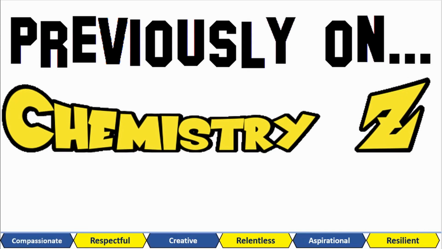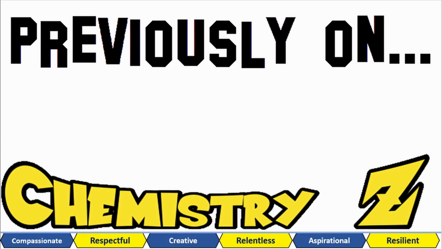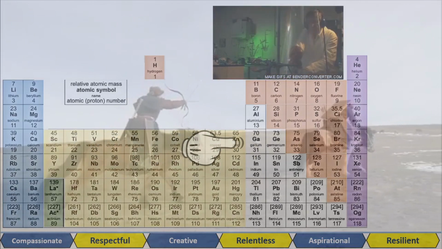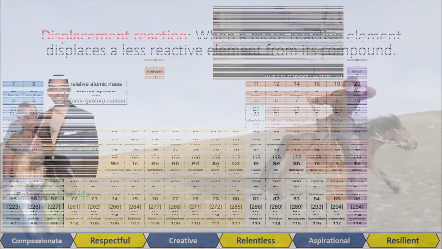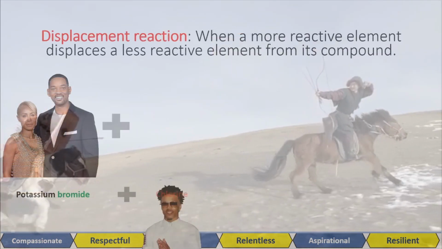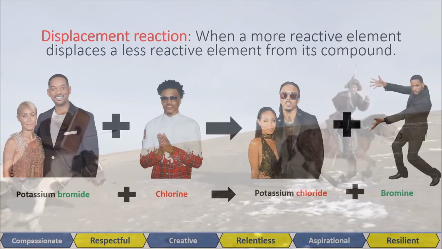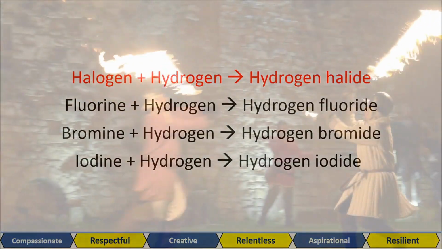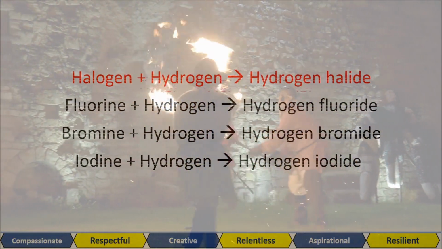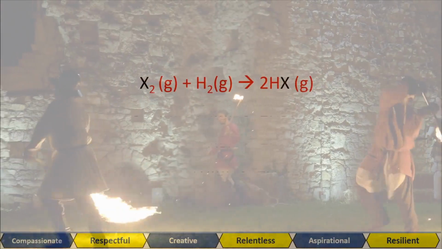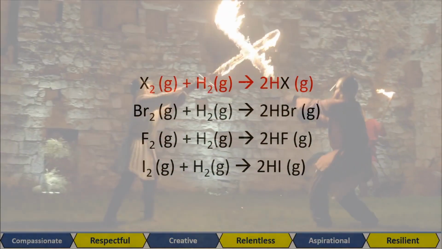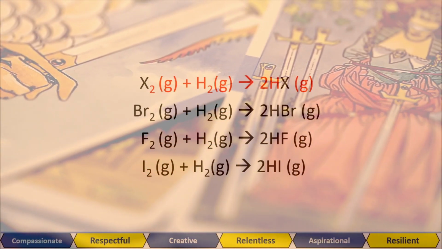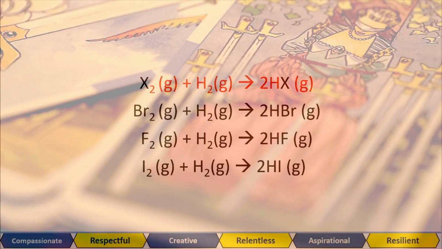Previously on Chemistry Z, our heroes journeyed to the reactive realm of Group 7 elements. They also mustered up the willpower to understand just how displacement reactions occur. Then they were caught off guard by onslaughts of word and symbol equations. But after the secret wisdom from the ancient specification, they understood how to defeat these foes.